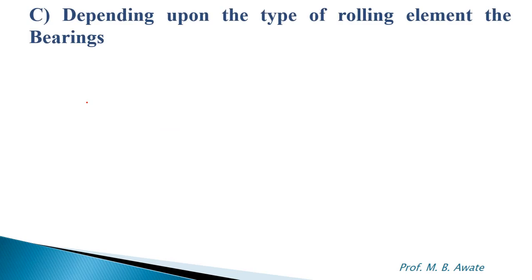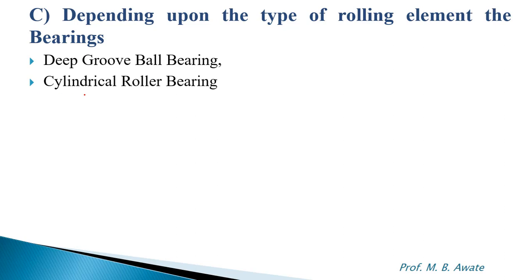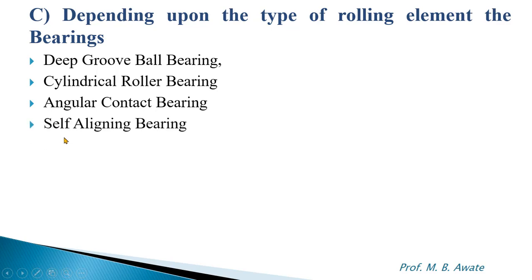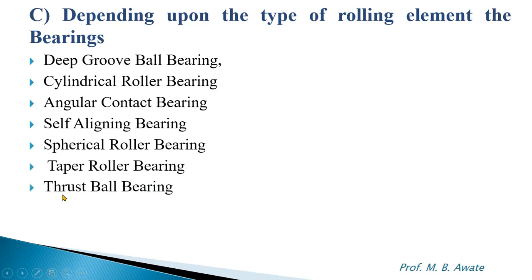Now the third type, depending upon which we are going to classify the bearing, is the classification of bearings depending upon the type of rolling element in the bearing. I am classifying it depending upon the type of rolling element which are most frequently used. First is deep groove ball bearing, second is cylindrical roller bearing, angular contact bearing, self-aligning bearing, spherical roller bearing, taper roller bearing, thrust ball bearing, and needle bearing. So I am classifying the bearing depending upon the rolling element introduced between the two elements.